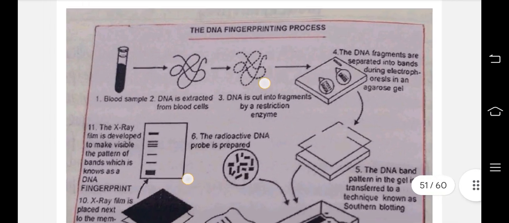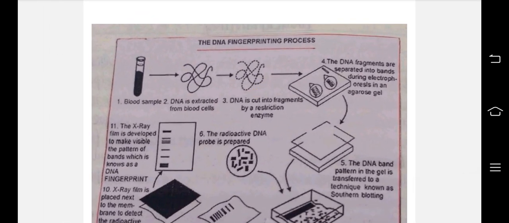Quick recap of this step. The DNA fingerprinting process: blood sample, DNA is extracted from blood cells. DNA is cut into fragments by a restriction enzyme. The DNA fragments are separated into bands during electrophoresis in an agarose gel. The DNA band pattern in the gel is transferred to a membrane by a technique known as Southern blotting.